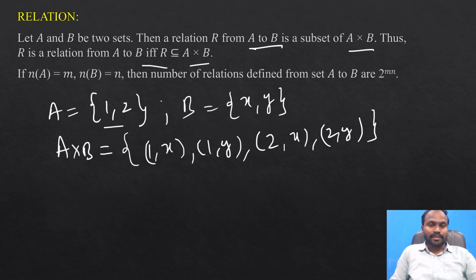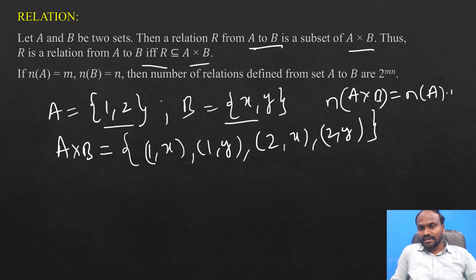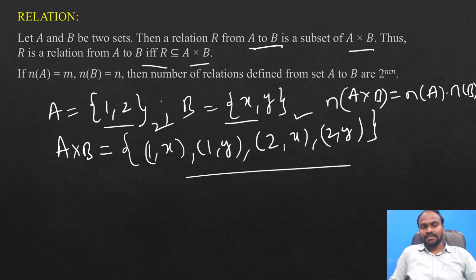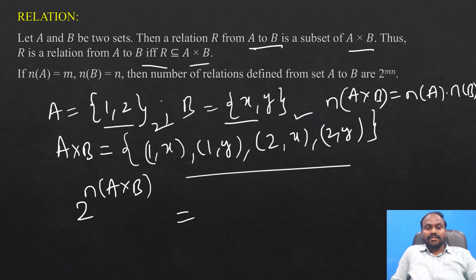You can clearly see that the number of elements in A cross B is n(A) times n(B), because here there are two elements and here also two elements, totally 4 elements. Now, what about the number of relations? As I mentioned, a relation is a subset. If you recall from sets, the number of subsets is 2 power the number of elements in the set you're talking about. Here the set is A cross B, so 2 power 4, there are going to be 16 relations.